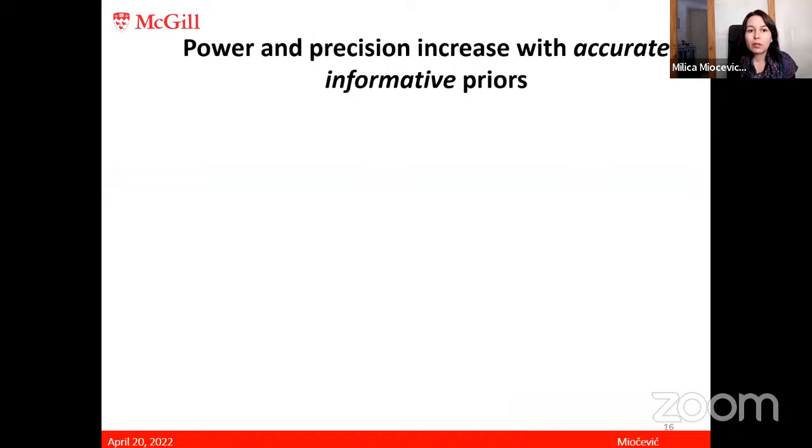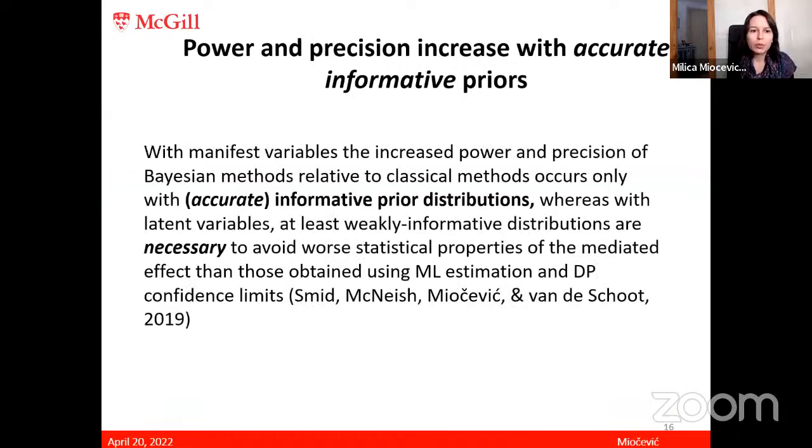So let's talk a little bit about informative prior distributions. So here, important considerations are that if we want to use prior information, it is only helpful if the priors are accurate. So in manifest variable models, we don't need informative priors for Bayesian methods to outperform frequentist methods. In mediation analysis, at least, we end up with similar statistical properties whether we use Bayesian methods with what's conventionally considered diffuse priors or frequentist methods. However, when we move to latent variable models, we need at least weakly informative priors to avoid worse statistical properties than maximum likelihood estimation.